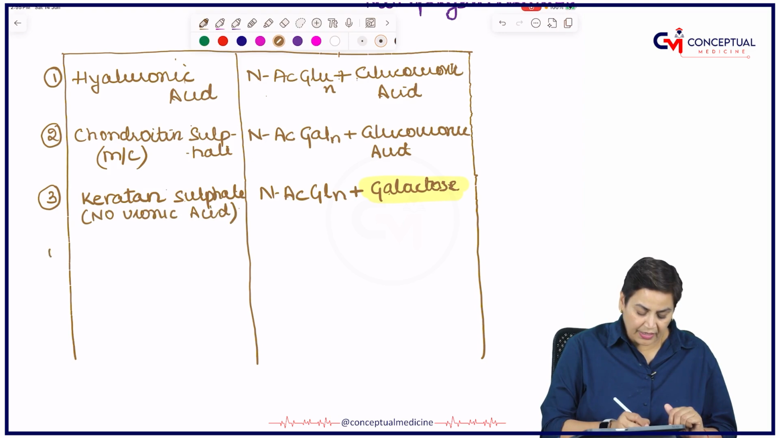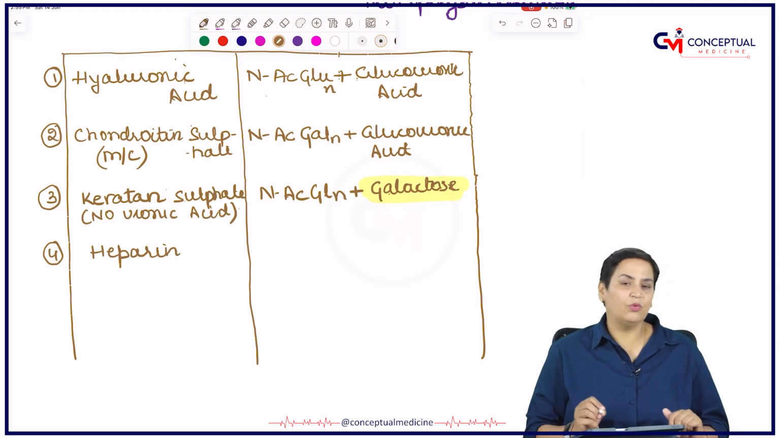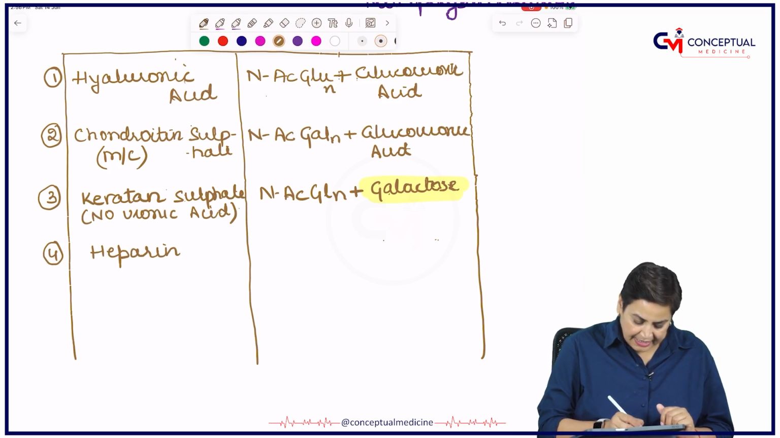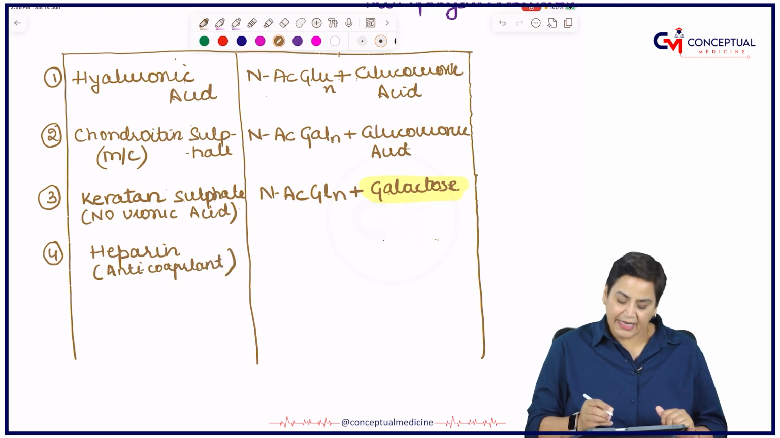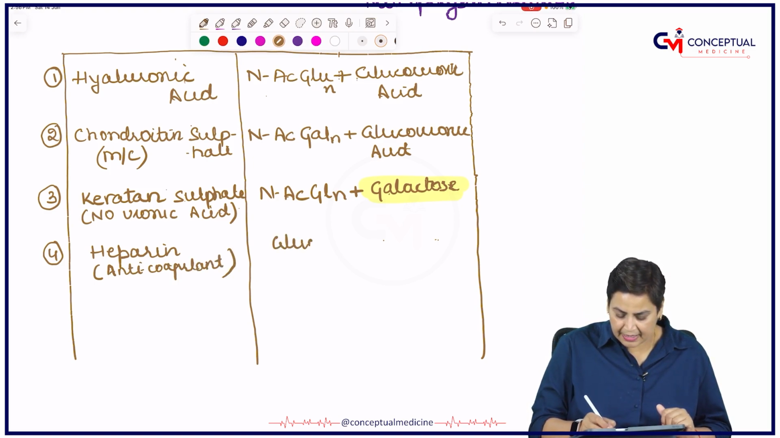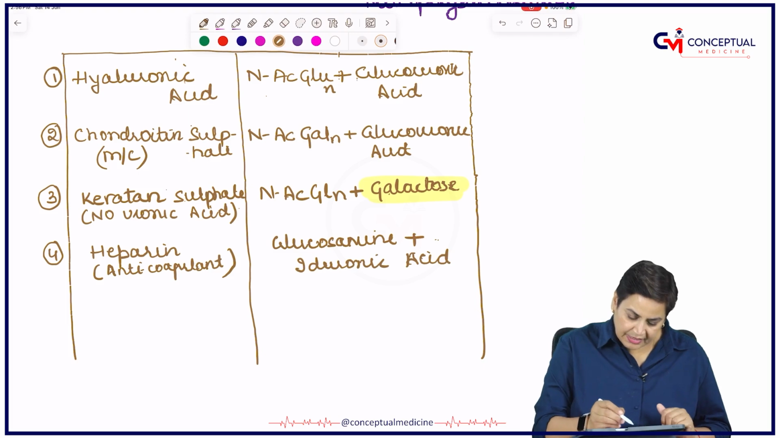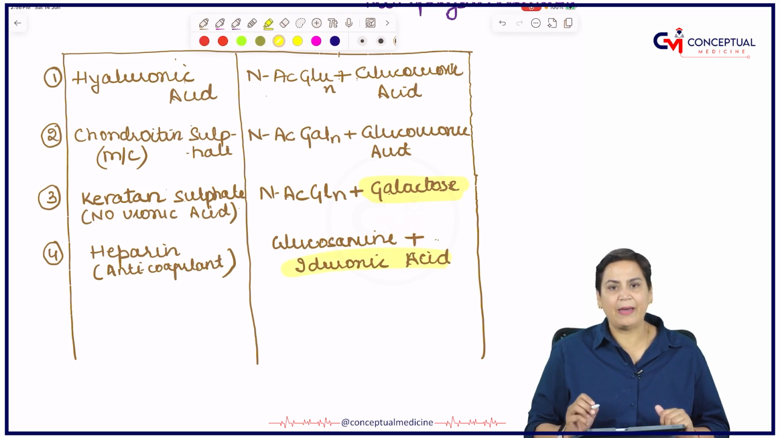And then the fourth one, a very important one, heparin. We all know heparin is the most important natural anticoagulant, right? I'll just write natural anticoagulant, and it is the only intracellular GAG anticoagulant. It consists of glucosamine, which is linked to iduronic acid. This is again a unique feature of heparin.